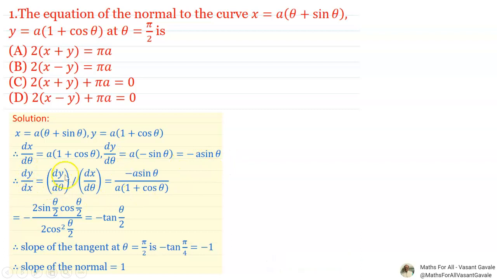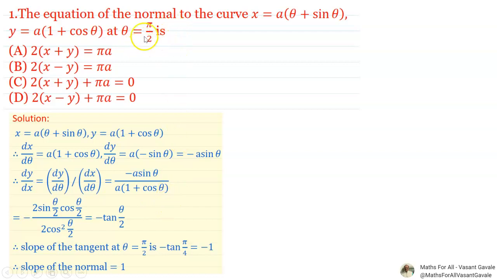Therefore dy by dx equals dy by d theta upon dx upon d theta. या value substitute करणार minus a times sin theta upon a (1 plus cos theta). But what is sin theta? Sin theta म्हणजे काय तर 2 times sin of theta by 2 into cos of theta by 2. हे minus sign इथे पुढे घेतलेलं आहे. And what about the 1 plus cos theta? That is 2 cos square theta by 2. a gets cancelled, 2 gets cancelled. एक cos cancel होणार त्याच्यामध्ये sin of theta by 2 upon cos of theta by 2. Therefore dy by dx equals minus tan of theta by 2.